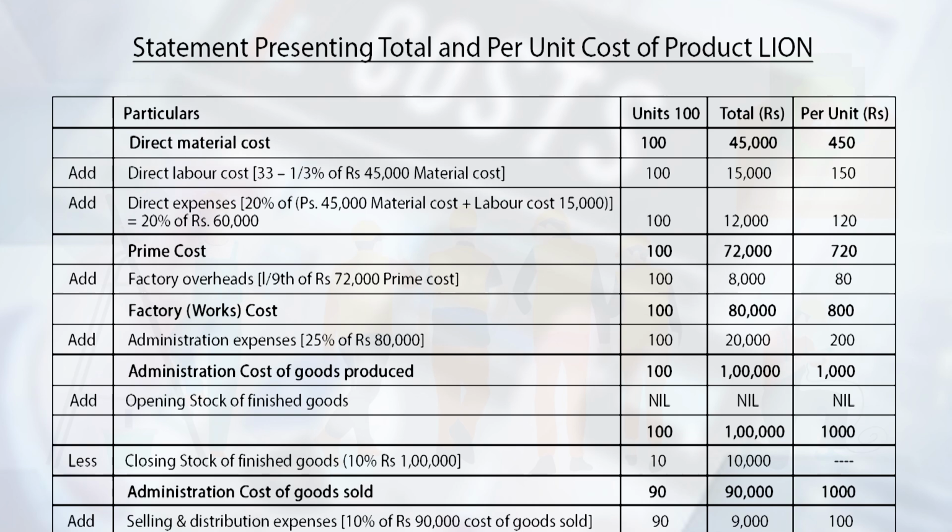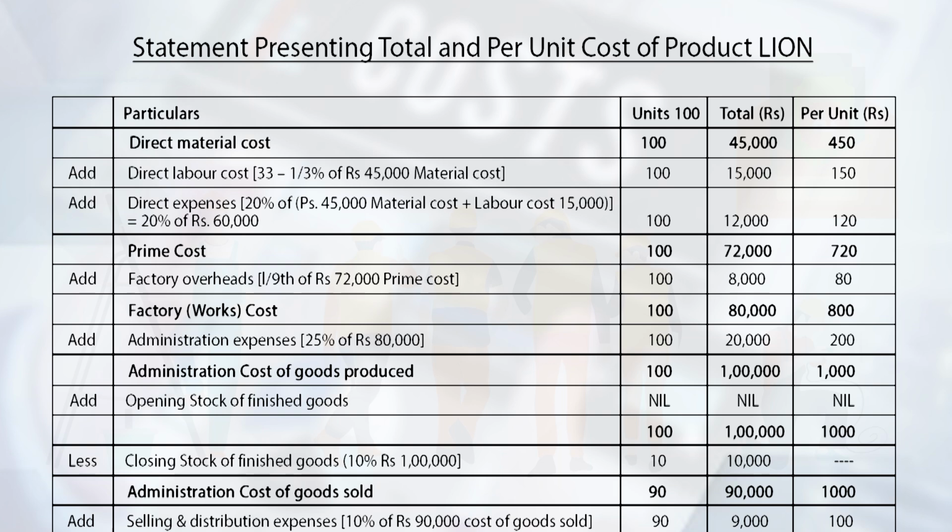Now, let us prepare statement presenting total and per unit cost of product lion. For that we will prepare 4 columns: particulars, units, total cost rupees and per unit cost rupees. First we will write direct material cost as given in example 45,000, per unit cost comes to rupees 450. Direct labor cost, it is 33 and 1/3% of 45,000, which is material cost, amount comes to rupees 15,000 and per unit is 150.